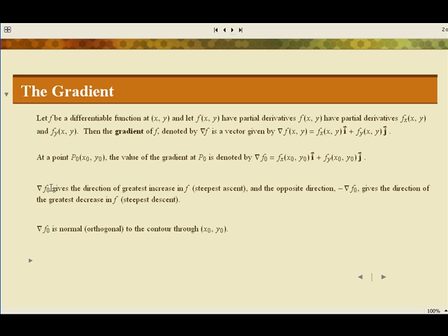A couple other things that we'll see in our homework set. The direction of greatest increase. This is also given by the gradient. So the gradient tells you the direction of the greatest increase, and then this negative value, that gives the direction of the greatest decrease. So sometimes this is known as the steepest ascent and the steepest descent. One other thing, the gradient is normal or orthogonal, perpendicular, whichever term you choose to use, to the contour through x naught, y naught. So this does have a meaning in terms of our contour.